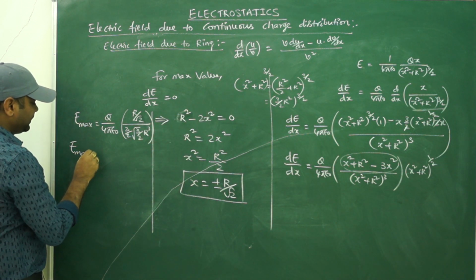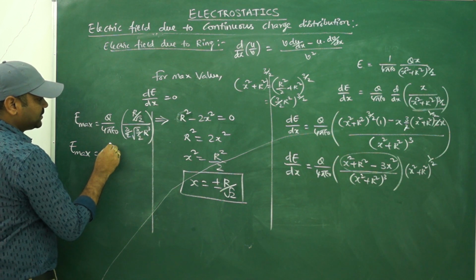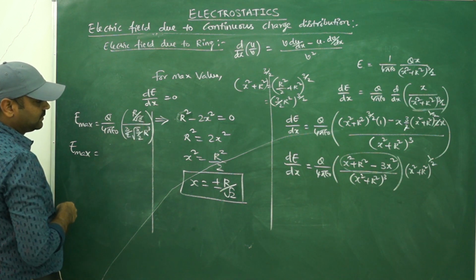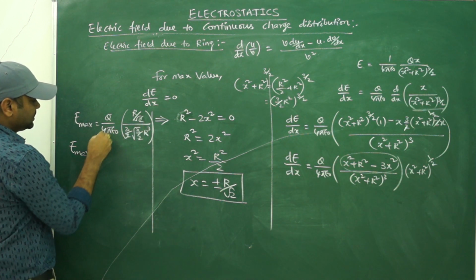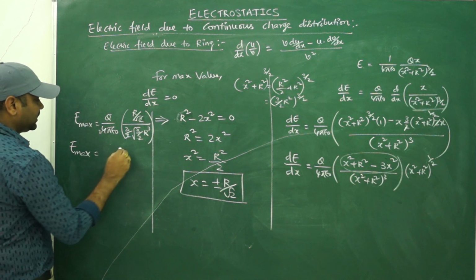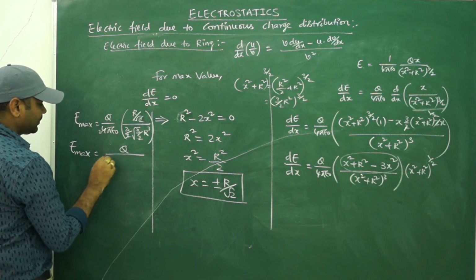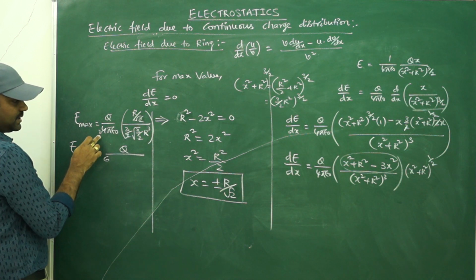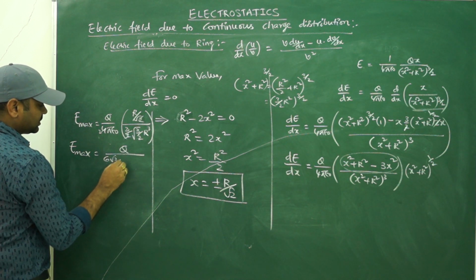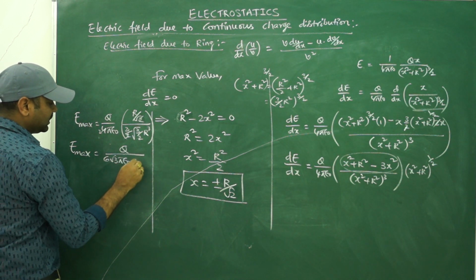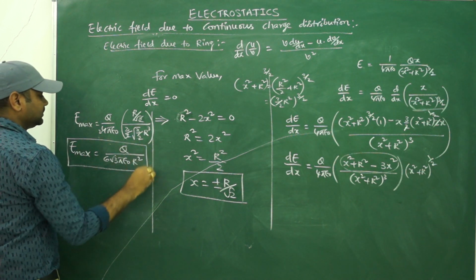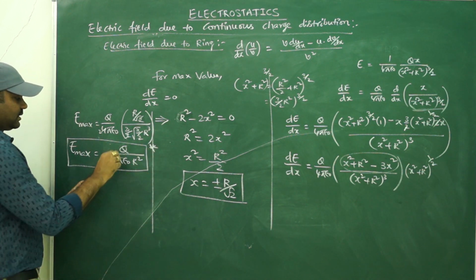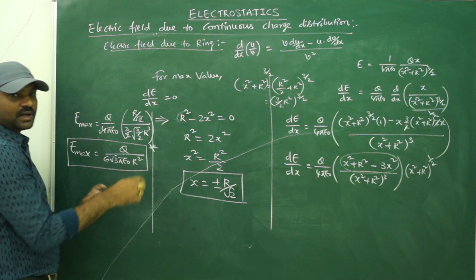Then the maximum value of the field is q by 4 pi epsilon naught. See, root 2 root 3 cancel out here. Okay, so then 2 cancels out. Then q by 6, 3 2 is a 6. Okay, root 3 also will be there. Pi epsilon naught r square. Okay, so q by 6 root 3 pi epsilon naught r square.